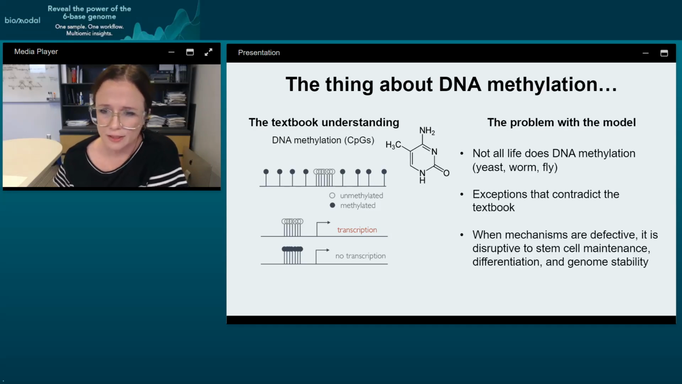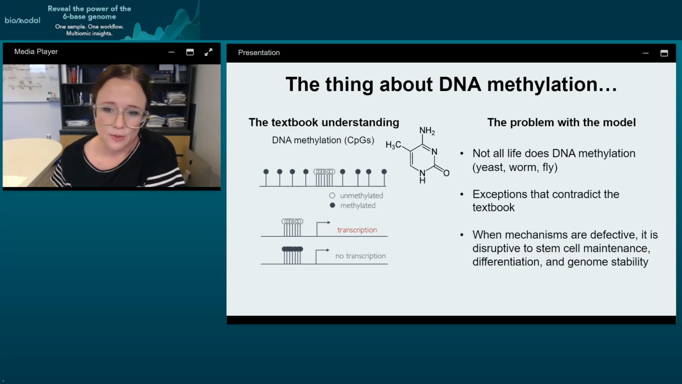The problem with this model is that as we try to understand principles of gene regulation, we use these model organisms like yeast, worm, and fly, and they don't actually do DNA methylation. So being able to fit DNA methylation itself into models of gene regulation has been difficult. And also, there are plenty of exceptions that contradict the textbook understanding of DNA methylation. I'm going to be talking about those a lot today.